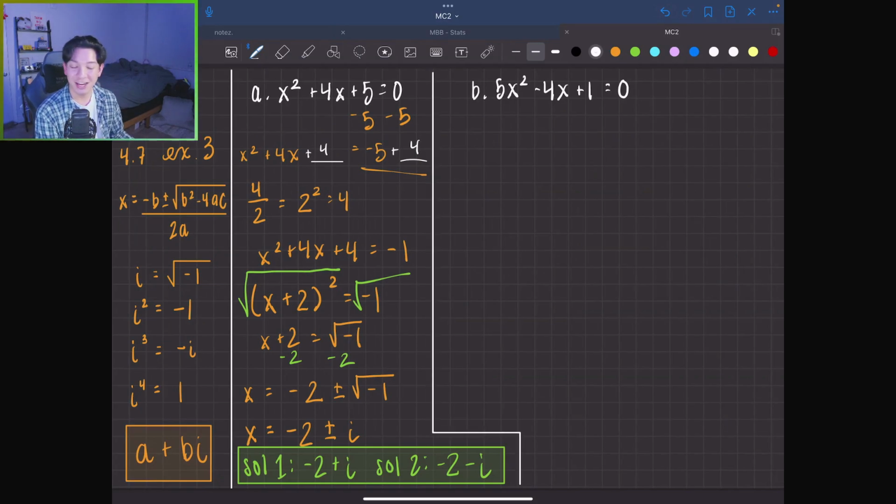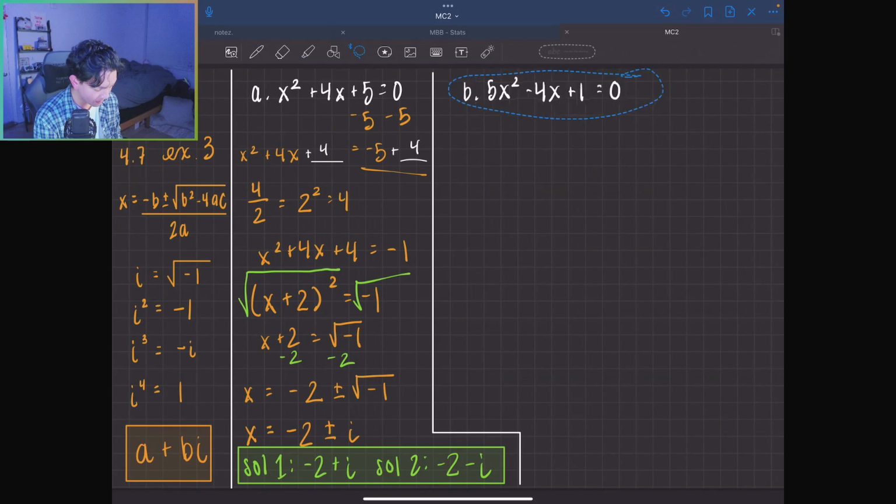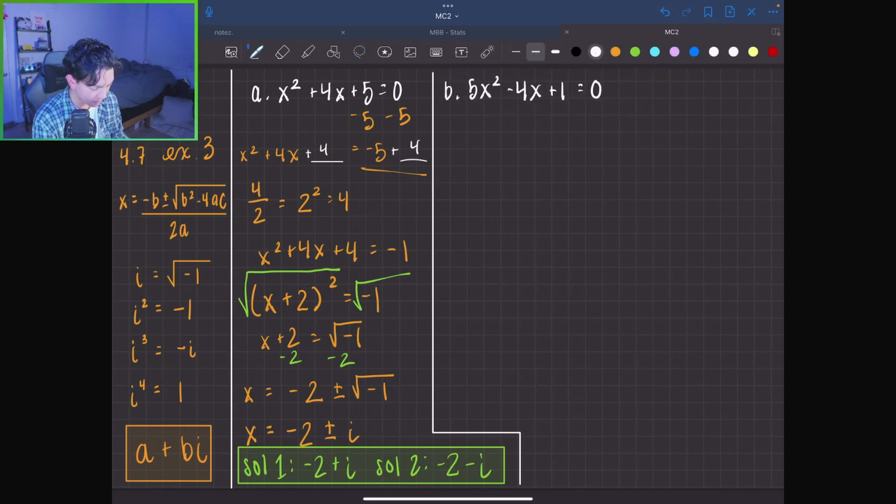All right, let's try out B, okay? So B over here, maybe I don't want to complete the square. Maybe I want to try out the quadratic formula. Quadratic formula again: x equals negative b plus or minus the square root of b squared minus 4ac, all over 2a. So what should we do first? Always have it in standard form, and it is in standard form.